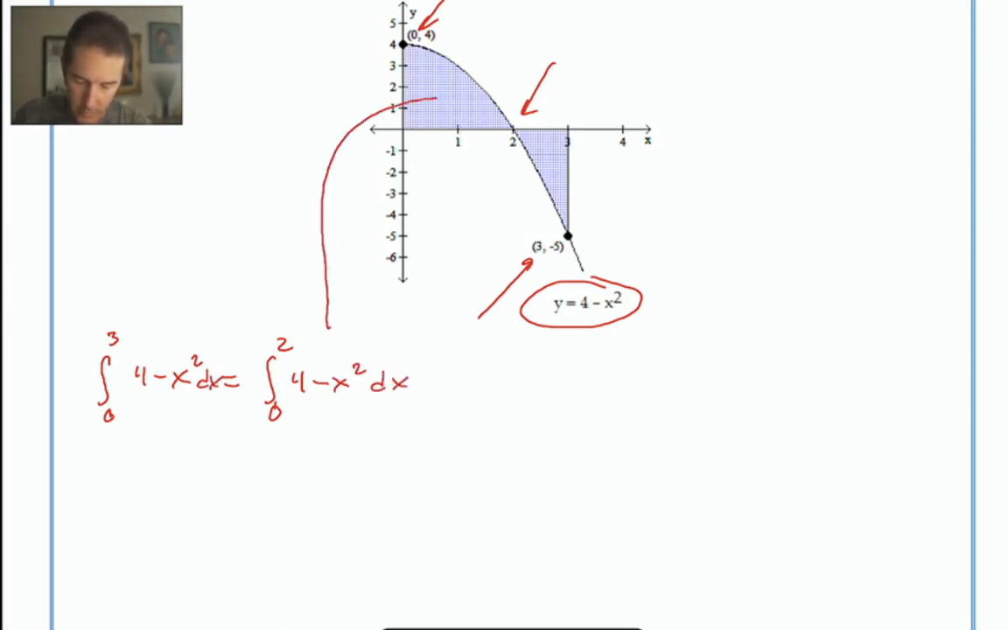This area is being determined by this integral, plus, now I know that the area under my curve right here is going to be negative. If I integrate from 2 to 3 from my same function 4 minus x squared, this is going to be negative.